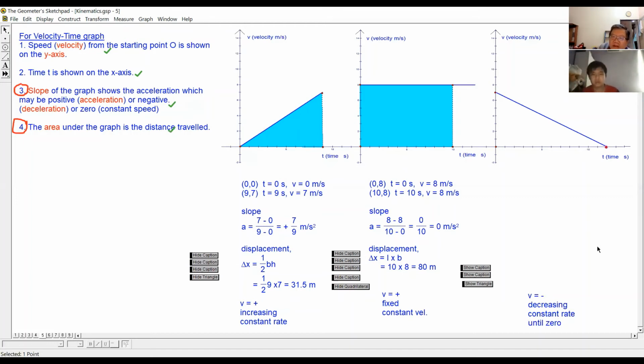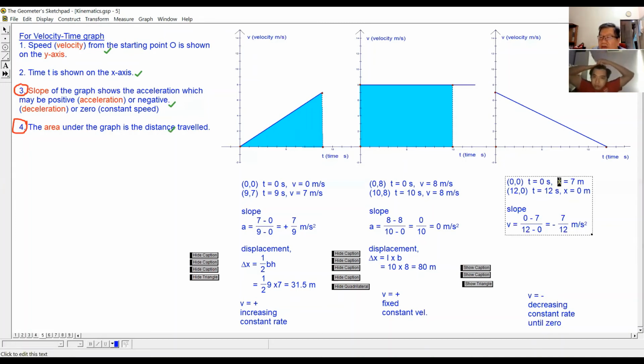So by using the coordinates of these 2 points, you can actually find the slope. Again, this one is velocity. It's no longer a displacement time graph, it's velocity. If it is velocity, then the unit is meter per second.